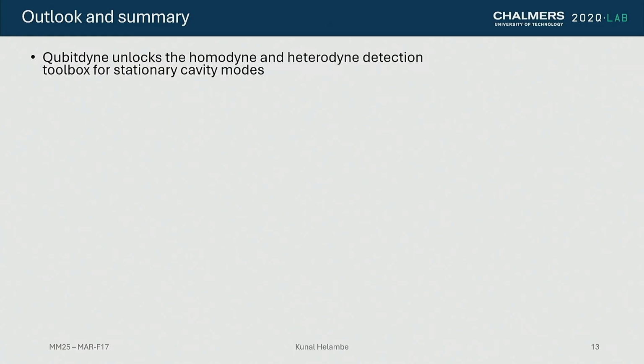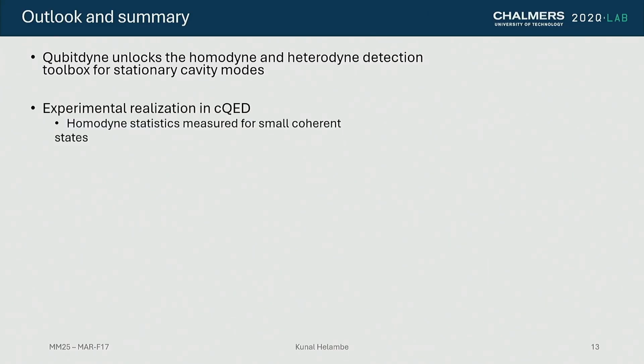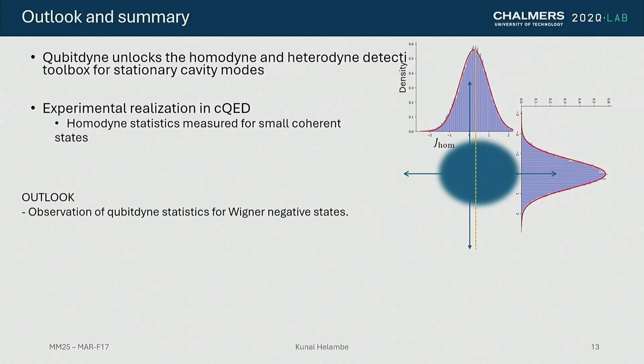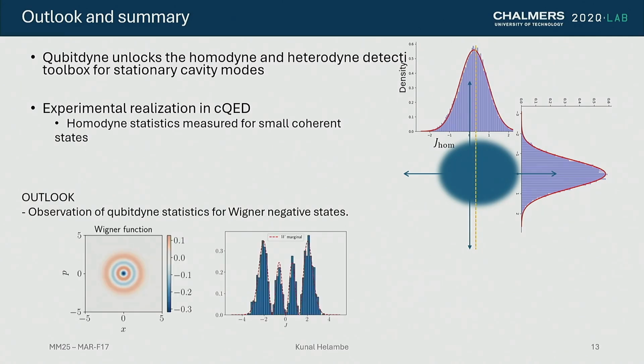As an outlook and summary, the qubit-dyne protocol is a good tool to have in the toolbox for studying the stationary cavity modes. We have seen signatures for small coherent states, and the outlook would be to look at large Wigner negative states. For example, if you are working with a Fock 3, the Wigner marginal should look something like this, and that is what we are aiming to measure. Thank you.